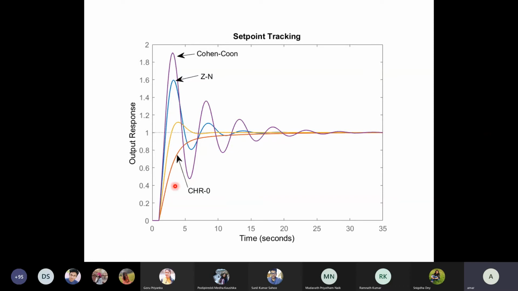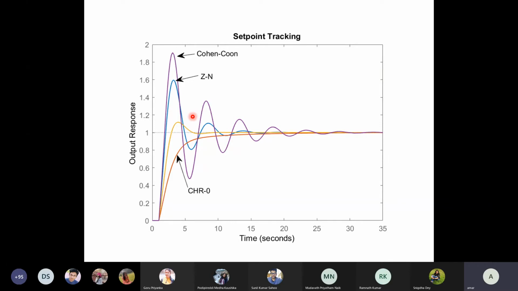Whereas for 20% overshoot, you'll get around, say, 15% overshoot for this process, but your response is quite good. It's quite smooth. So for this process, we can easily say that the CHR 20% tuning parameter is quite okay to control this process.